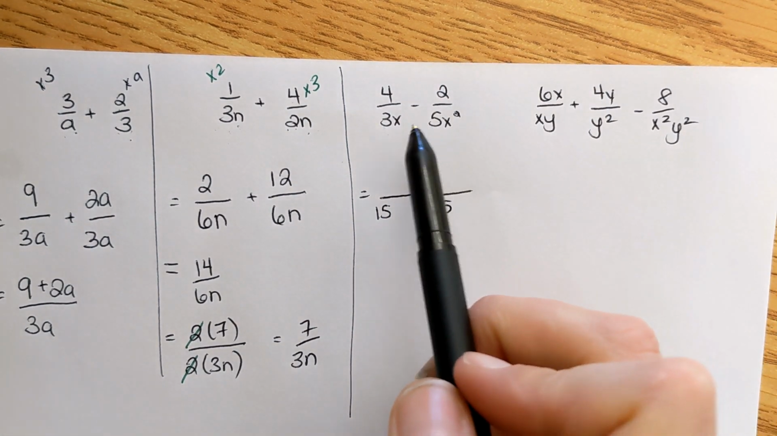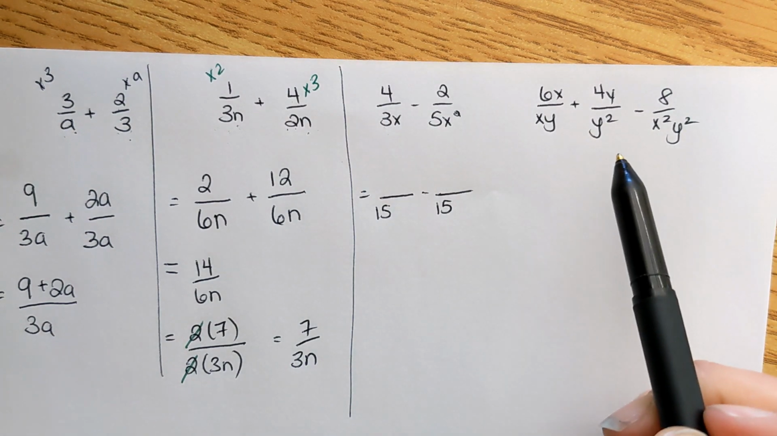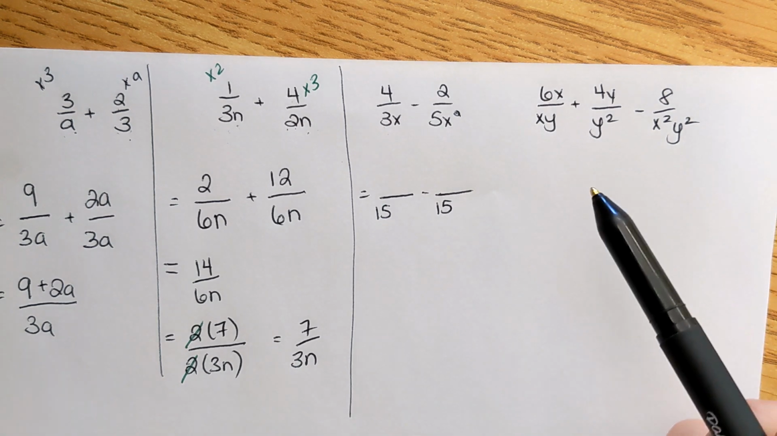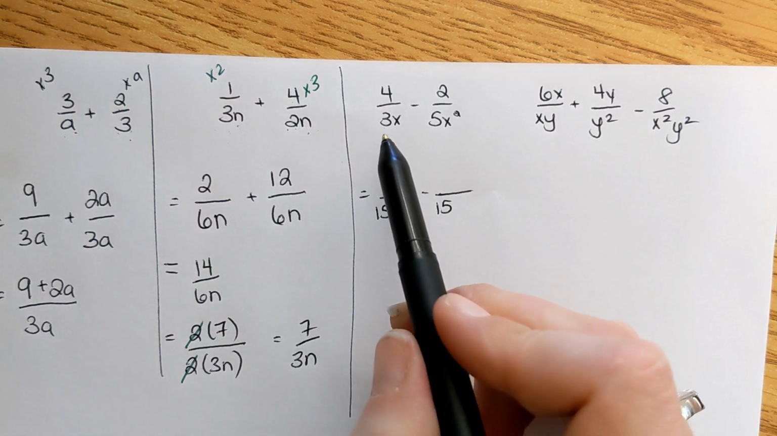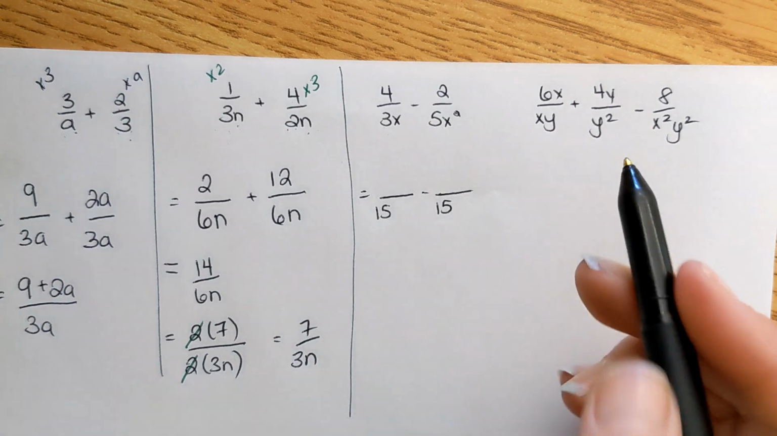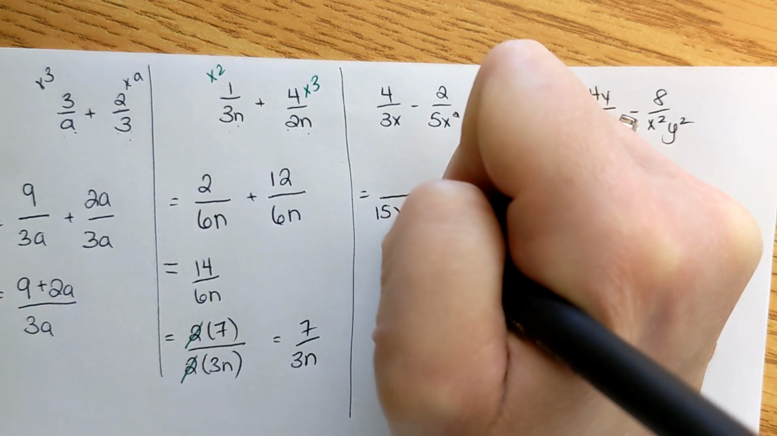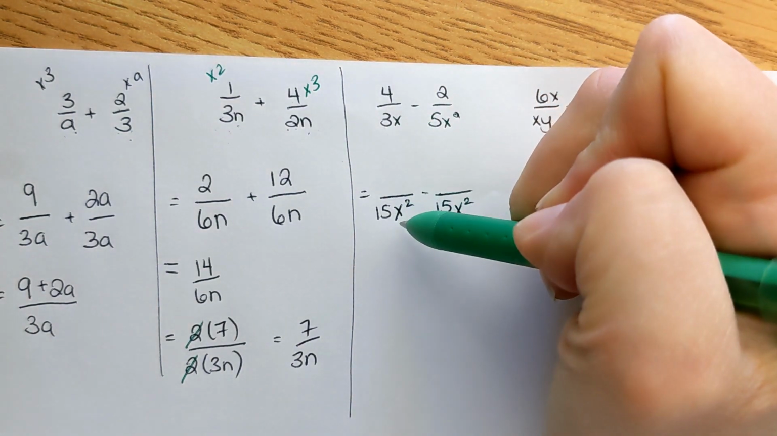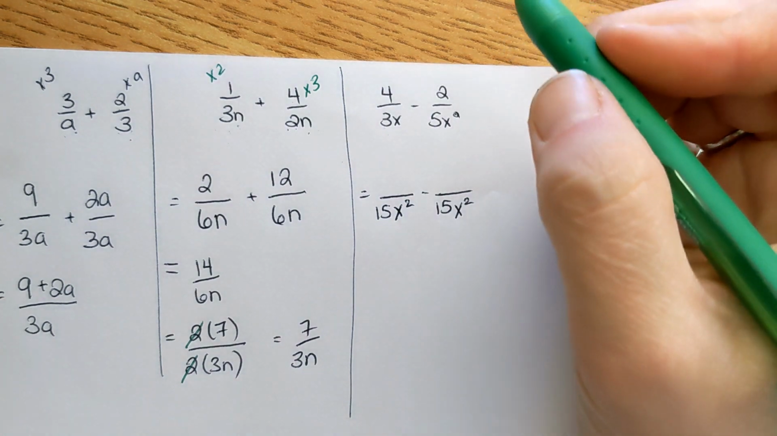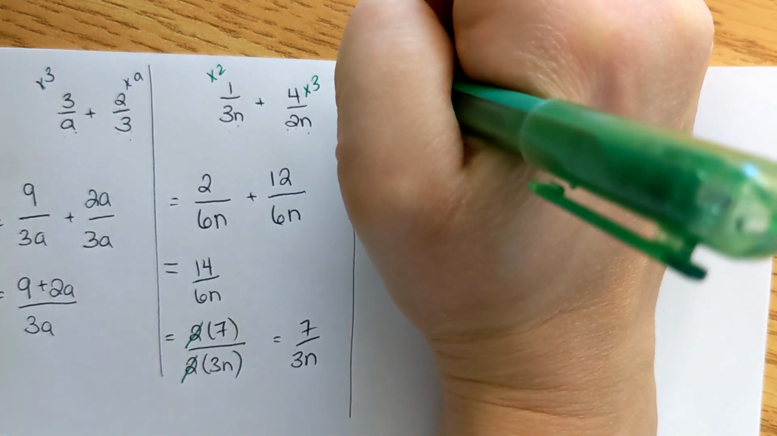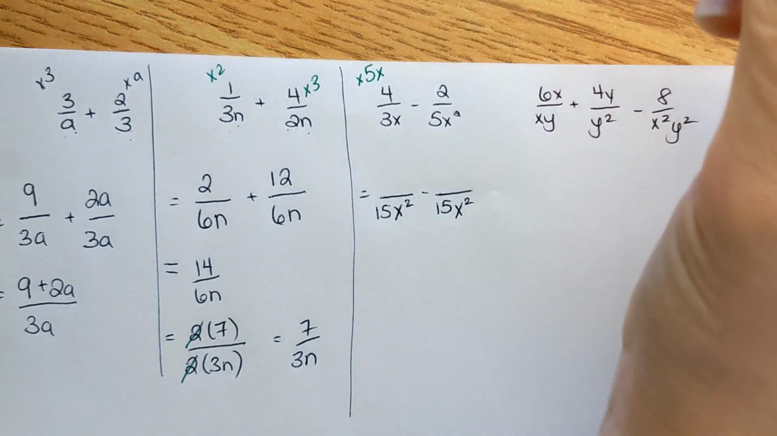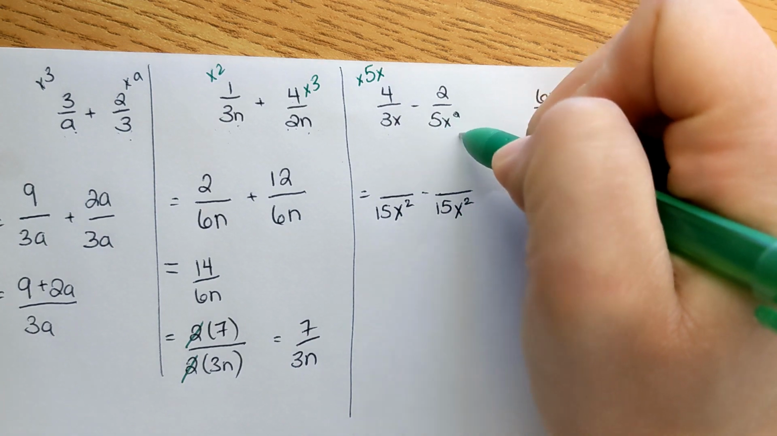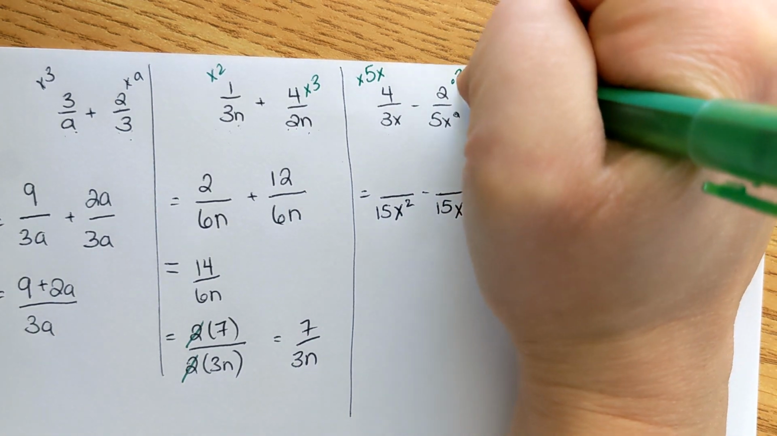Now I'm going to look at my variables. I have an x and an x squared. The first common multiple, if I were counting by x's, would be x squared, because the pattern would go x, x squared, x cubed. So my first common multiple is x squared. All right, to go from 3x to 15x squared, I have to multiply this by 5 and by x. To go to 15x squared from 5x squared, I just have to multiply this by 3.